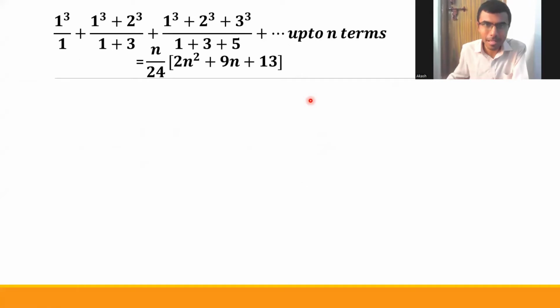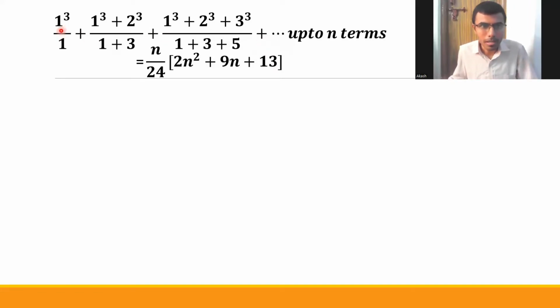Okay. Now, I kept the equation at the top so that you can refer to it anytime. Now, if you observe in this series, the nth term is not given. So my first job would be to find out the nth term.